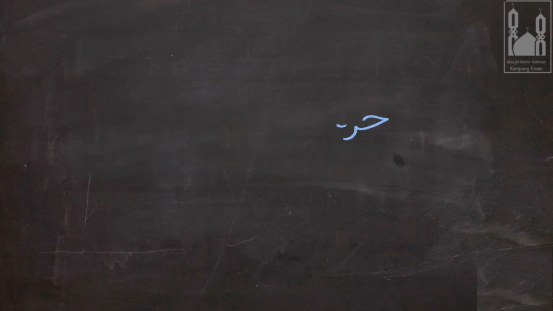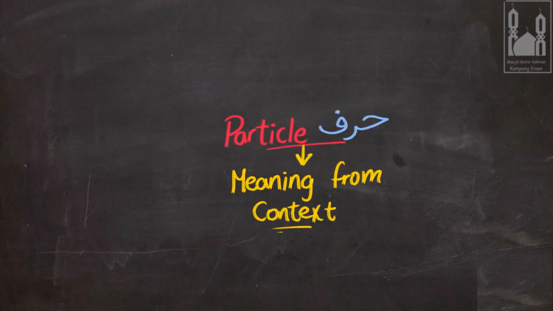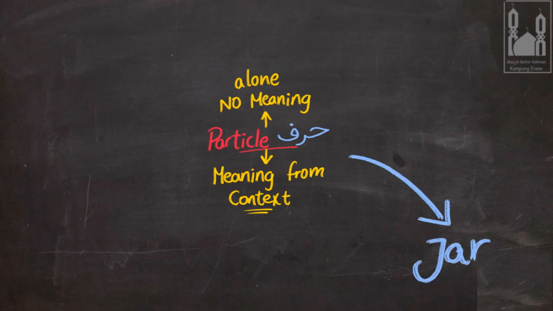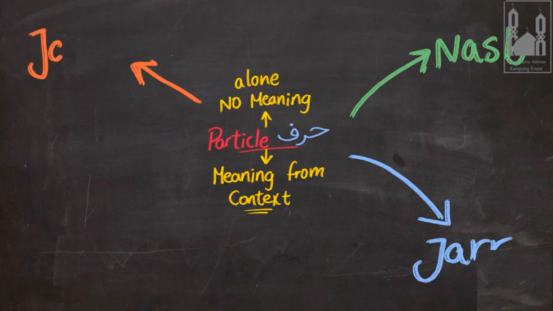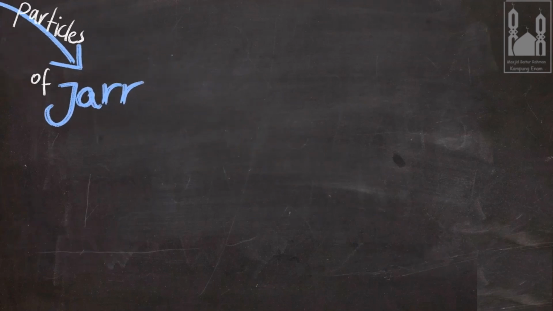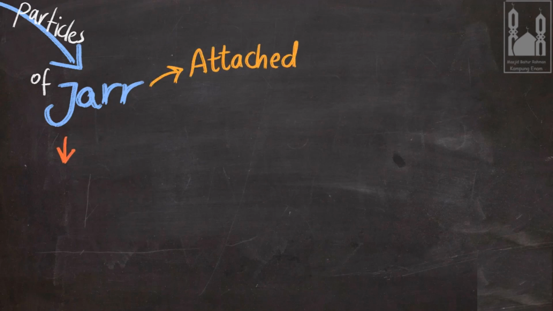So, to recap what we've learned today, particles in Arabic achieve their meaning from the context they are in. They have no meaning on their own, and they can be categorized according to their effect on the word coming after them. We have particles of jar, particles of nasb, particles of jazm, and flexible particles. And today we learned the first part of the particles of jar, which are 10 particles, 5 that have to be attached to another word, and another 5 that could be used separately or attached.